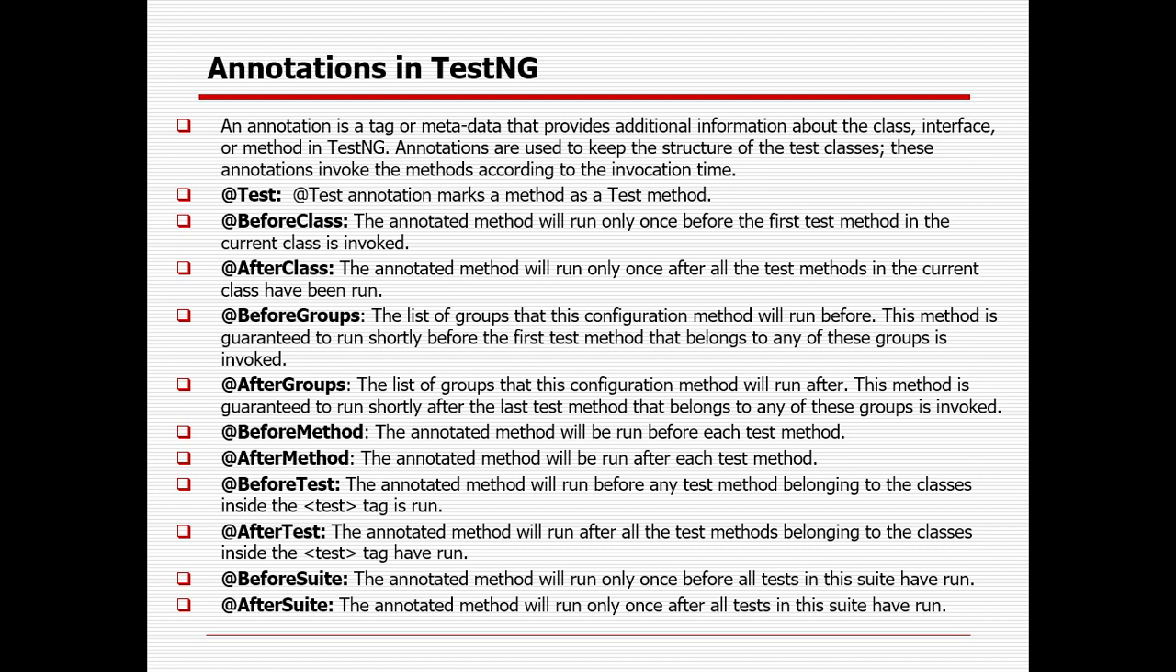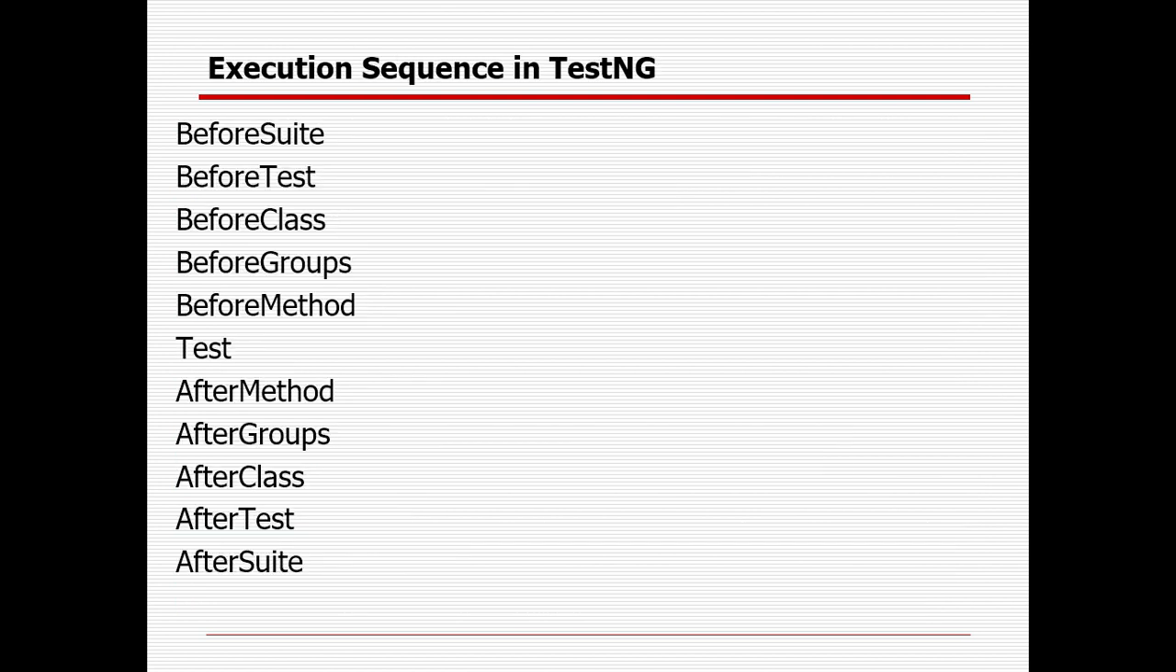Before suite is suite level. In case you want to run a particular suite, I'll show you how to run it from the TestNG XML file. It will be executed only one time, and that is the sequence. First, before suite will be executed in case you want to execute everything. Then before test, before class, before group, before method, then test cases, then after method, after group, after class, after test, after suite. So that is the sequential execution.